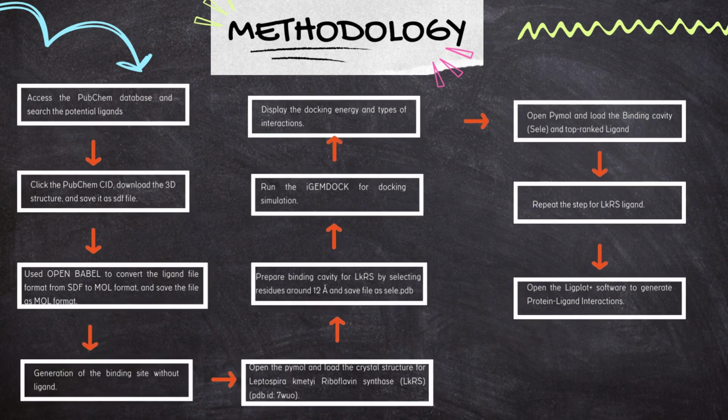Next, run iGEMDOCK for docking simulation. After the docking is complete, display the docking energy and types of interactions. After that, use PyMOL and root the binding cavity with the top ligand and repeat the same step for the LKRS ligand. Finally, use the LigPlot software to generate the protein-ligand interaction.